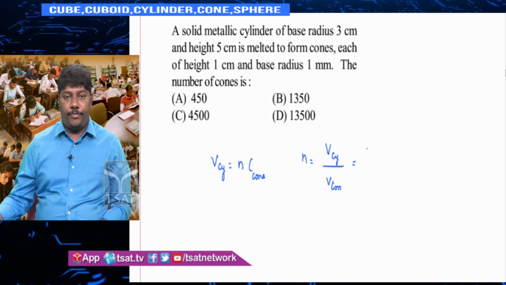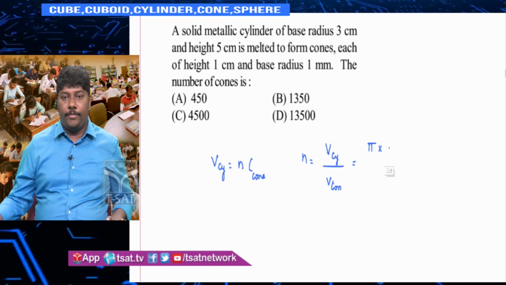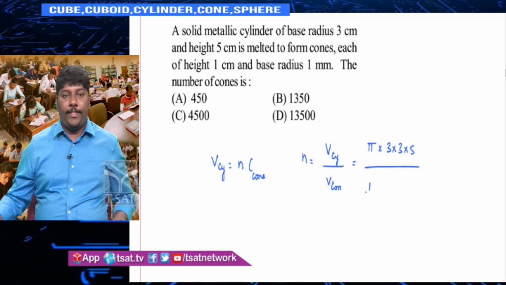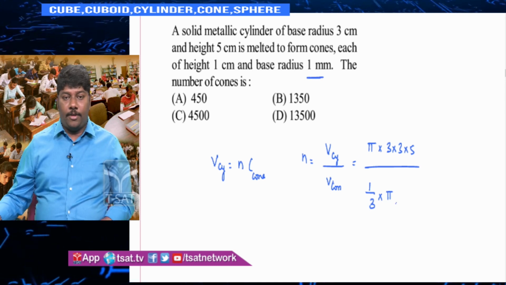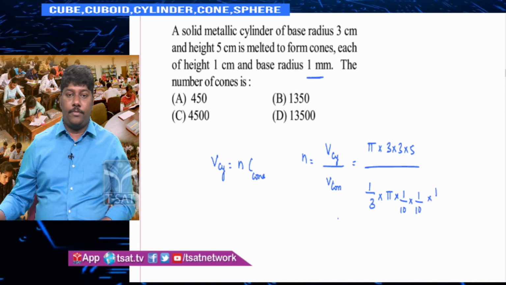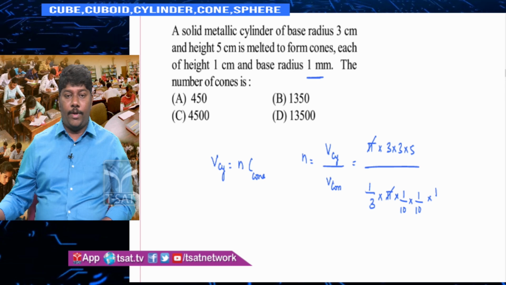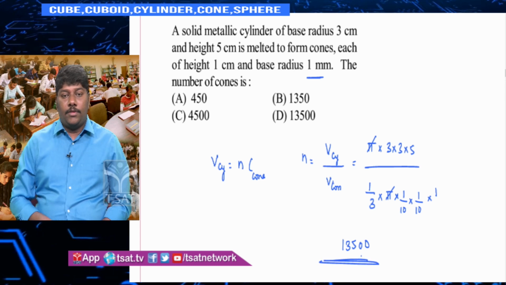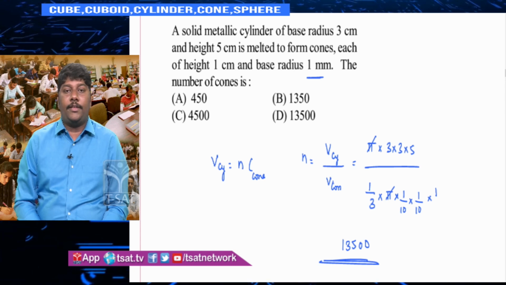Volume of cylinder is pi r square h, r is 3 here, 3 square into 5. This is 1/3 of pi. 1 mm means 1/10 of centimeter, therefore 1/10, 1/10. Height is 1 centimeter. So pi cancel. This 3 goes up. 27 into 5 is 135. 2 zeros. Take 2 zeros as it is. So you are going to get 13,500 smaller cones by melting one big cylinder whose radius is 3 centimeter and height is 5 centimeters.